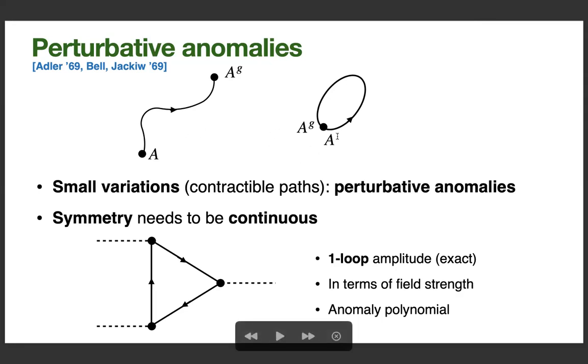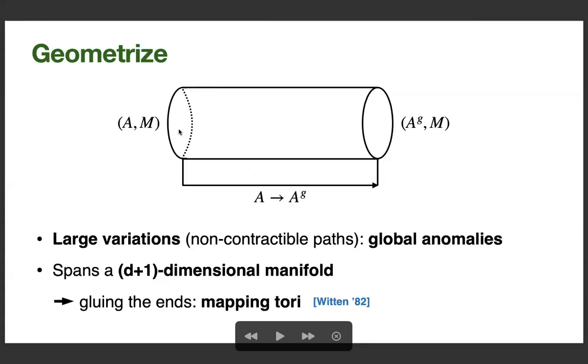But in case you find these perturbative anomalies, there is a lot of machinery that you can apply, and it becomes very nicely expressed in terms of quantities like the anomaly polynomial, that you can express in terms of a field strength, for instance. It can be calculated via one-loop amplitudes. For example, in four dimensions, of course, it's associated to these triangle diagrams. Okay, but so now let's think about what we did. We started with a configuration and we took a path in configuration space. So let's think about it in a more geometric way. So let's really geometrize what we're doing.